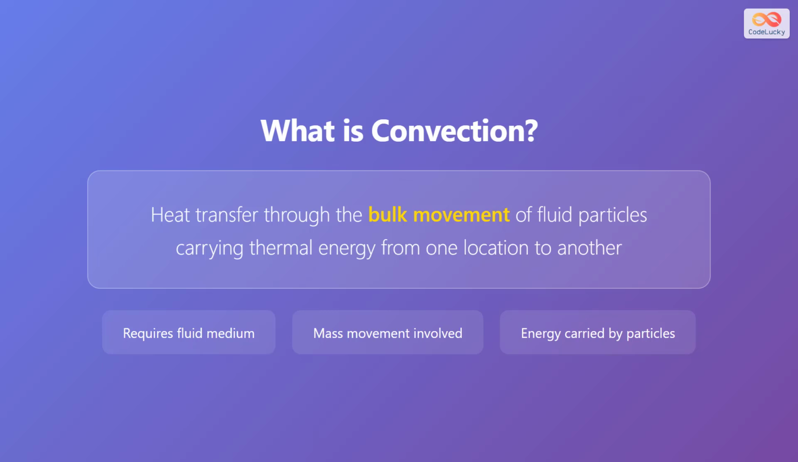Convection is defined as heat transfer through the bulk movement of fluid particles carrying thermal energy from one location to another. The key aspect here is that it requires a fluid medium, which can be either a liquid like water or a gas like air. In convection, mass movement is involved, meaning the fluid particles themselves physically move and carry energy with them. This is fundamentally different from conduction, where only energy transfers through a material, not the material itself.